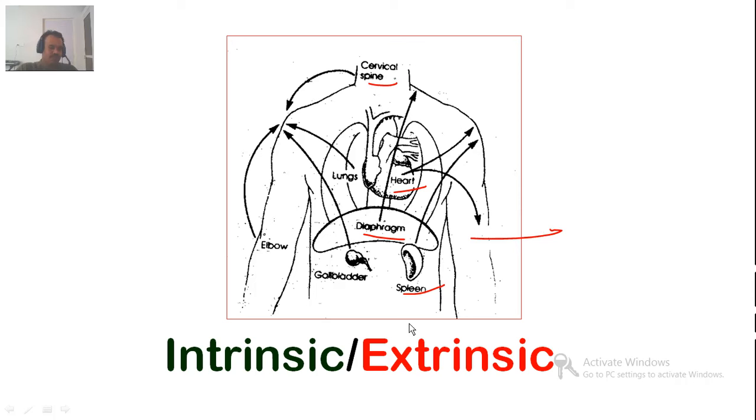Now onto, say, the right side, our trick is simple. I call it GELS, that is gallbladder, elbow, lung, and spine. So our trick here was DHS and GELS. So that means extrinsic pathologies that can cause left shoulder pain are diaphragm, heart, spleen, spine, and even the elbow. On the right side, the referred pathologies that can cause pain are gallbladder, elbow, lung, and spine.